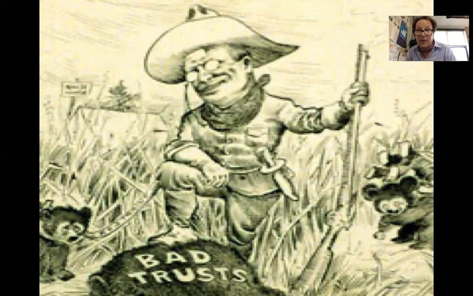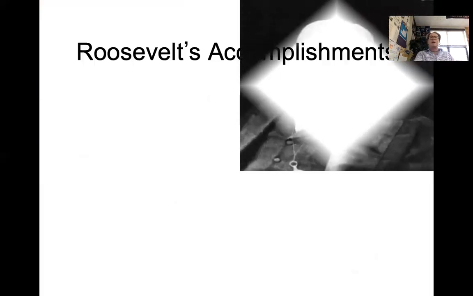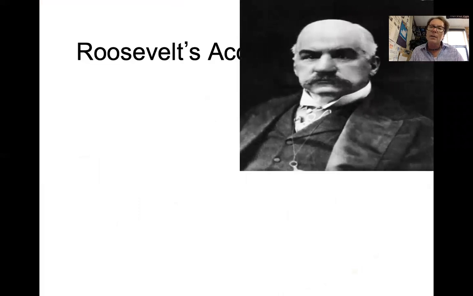who was a hunter. And again, you notice in the background, you see these bear cubs, and you see on the back of one, it says bad trust. It ties in with his feelings about good and bad trust, and also Theodore Roosevelt's reputation as a big game hunter.